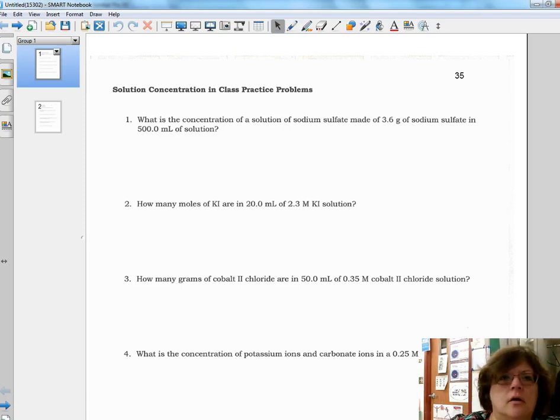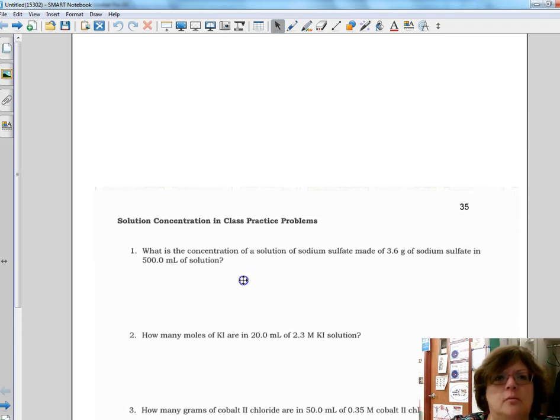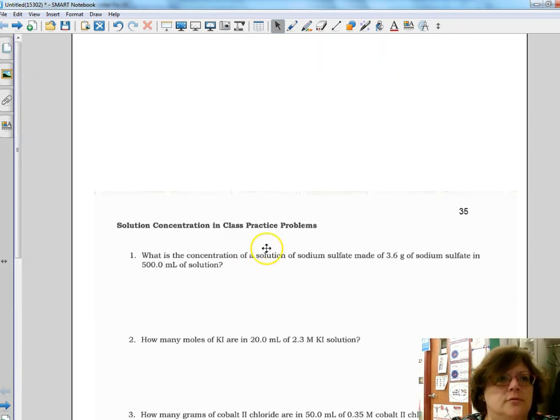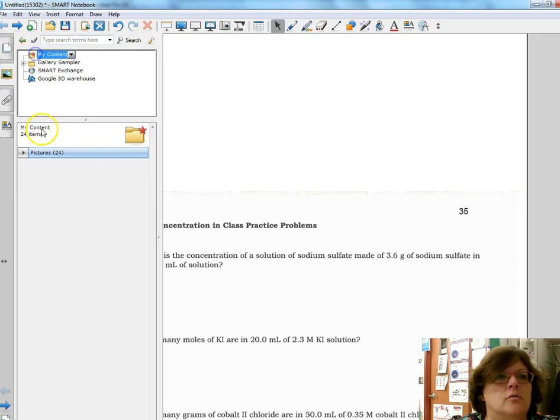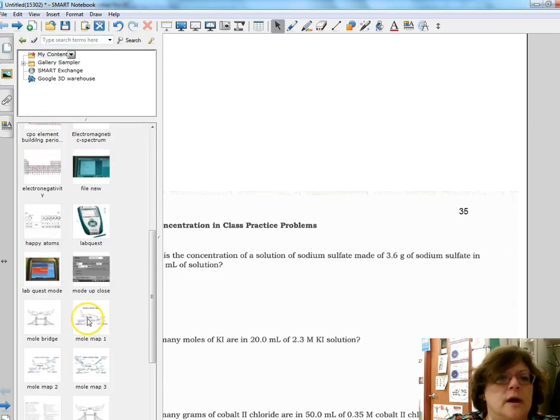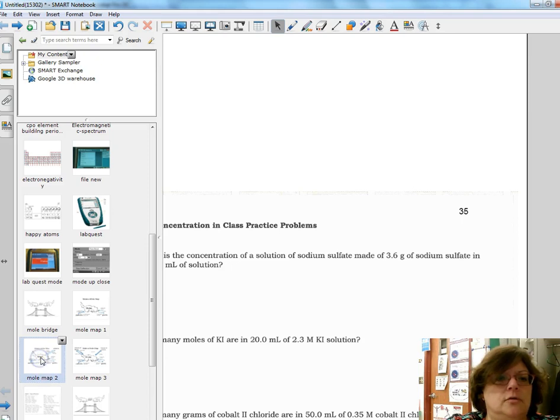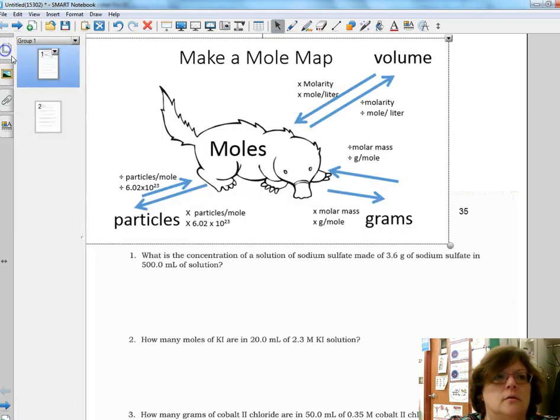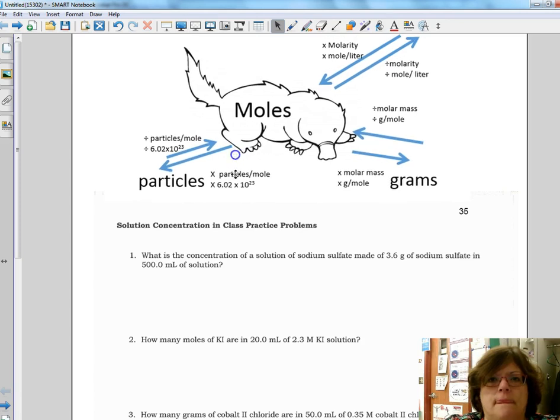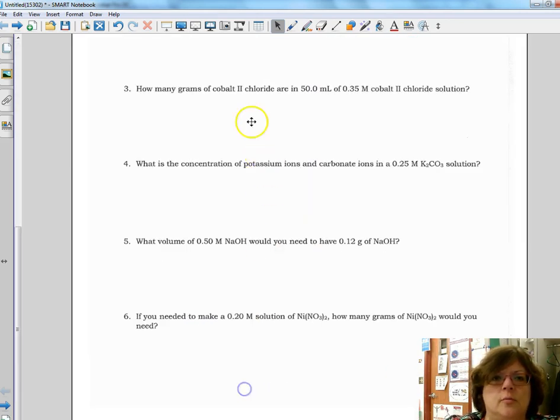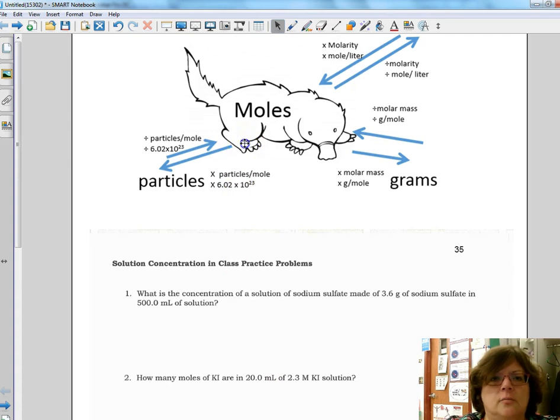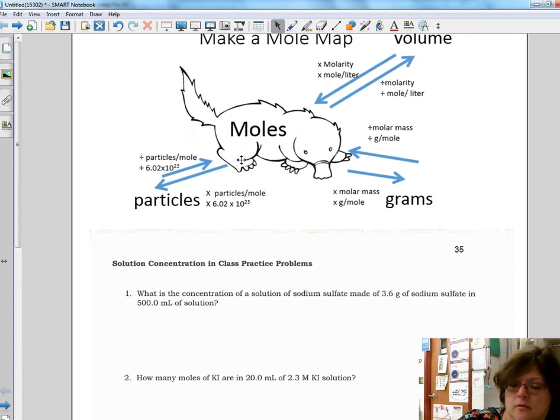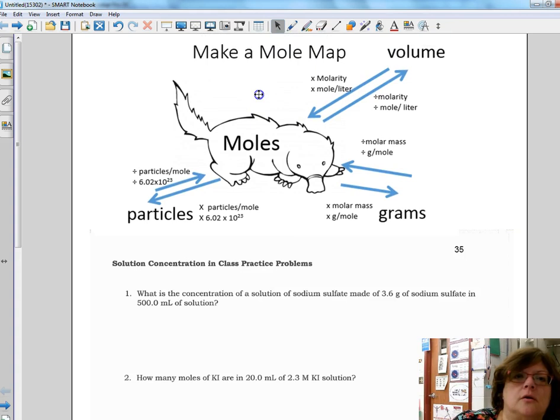Practice our molarity. We're going to do some problems together, and then you guys will be able to finish more on your own. We need our ever-present mole map. You'll need a calculator. The only thing this particular mole map doesn't have on it is how to calculate molarity, which I assume you should know by now. But if not, a reminder: molarity is moles divided by volume.